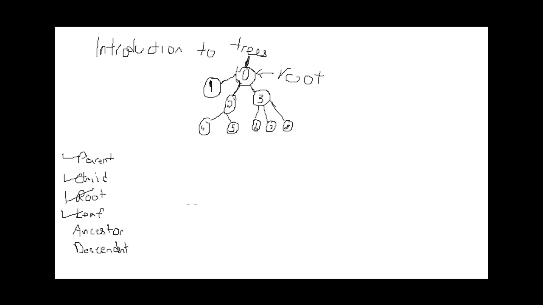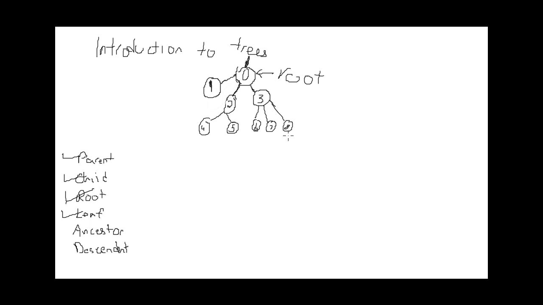Now, we have something called ancestor. So for any node, each of its ancestors is basically its parent and its parent's parent and so on. So for the node 4, its ancestor is 2 and also node 0. Same for 5, its ancestor is 2 and node 0.